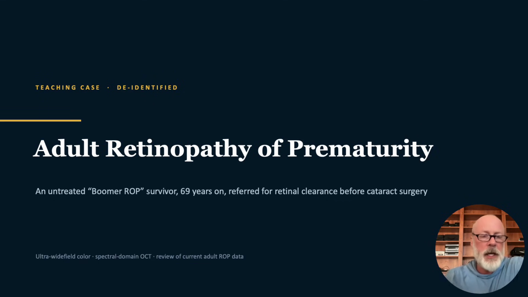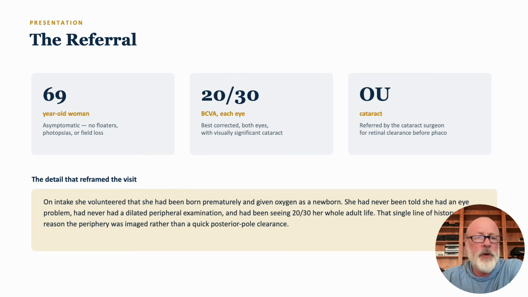All right, so this is a case of adult retinopathy of prematurity. We talked about this earlier today. This is a 69-year-old patient referred to me prior to cataract surgery by her cataract surgeon. They found some abnormal peripheral RPE changes, some vitreous changes, and wanted to make sure she was cleared before cataract surgery.